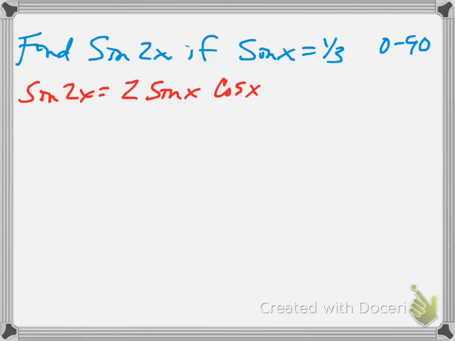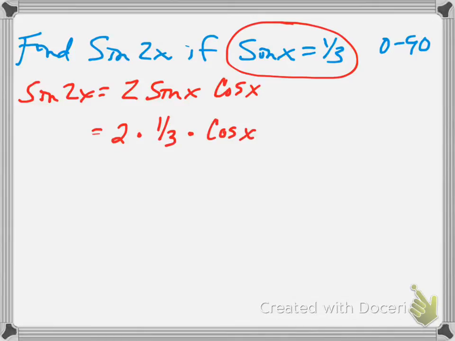That's the only formula on the reference sheet that has sine of 2x. So we're going to use that. We don't have any other choice. Do we know any information that we can plug into that formula? Sine of x is 1/3. So we plug that in. But we also need to know the cosine of x. Oh, if there was a way to find the cosine of x given the sine of x.